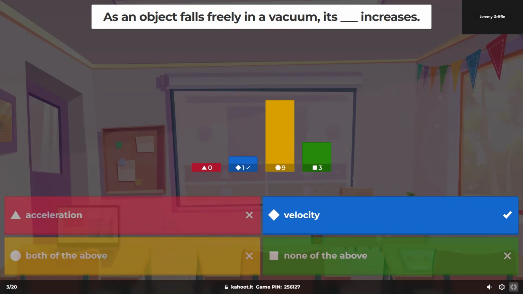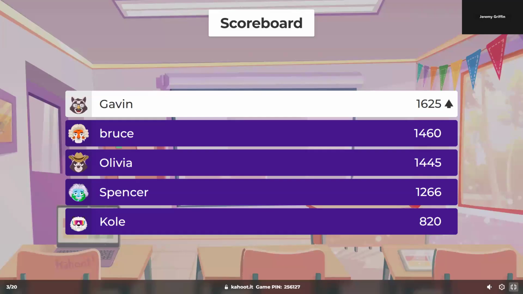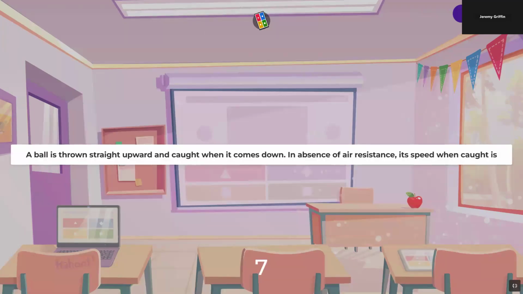Okay. If you guys have any questions on these, let me know. All right, we got Cole, Spencer, Olivia, Bruce, Gavin. Ball's thrown straight upward and caught when it comes back down. In the absence of air resistance, its speed when caught is.